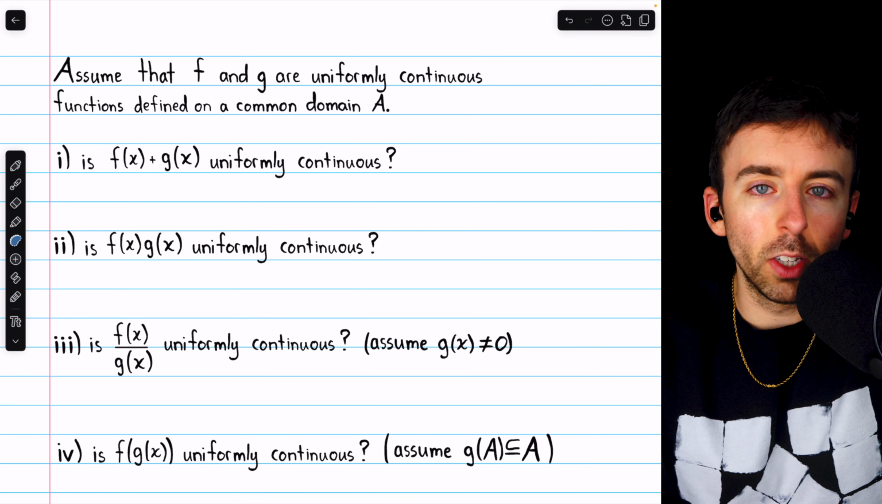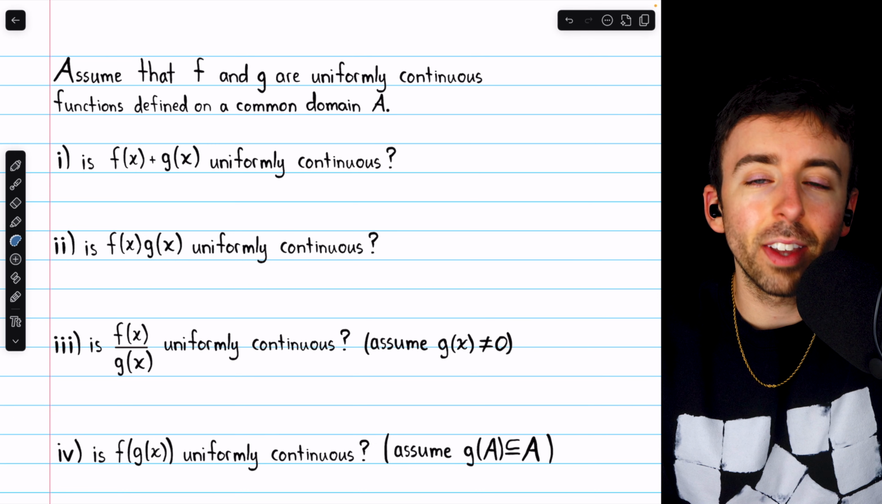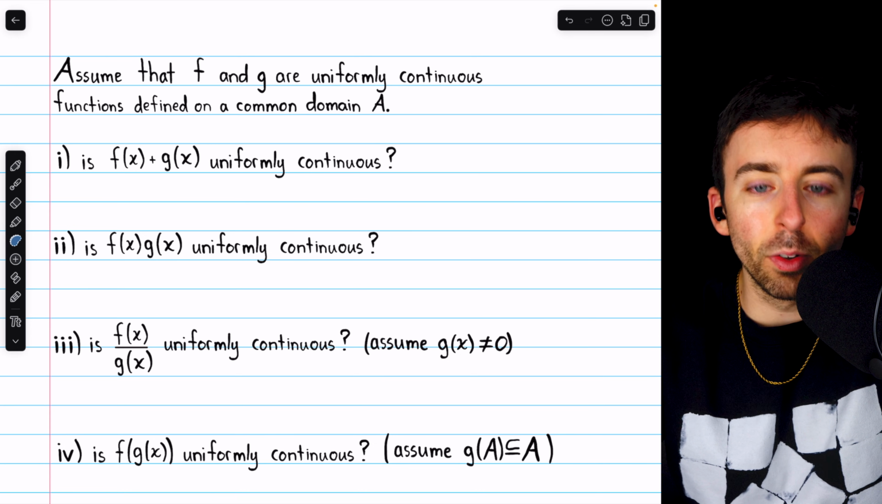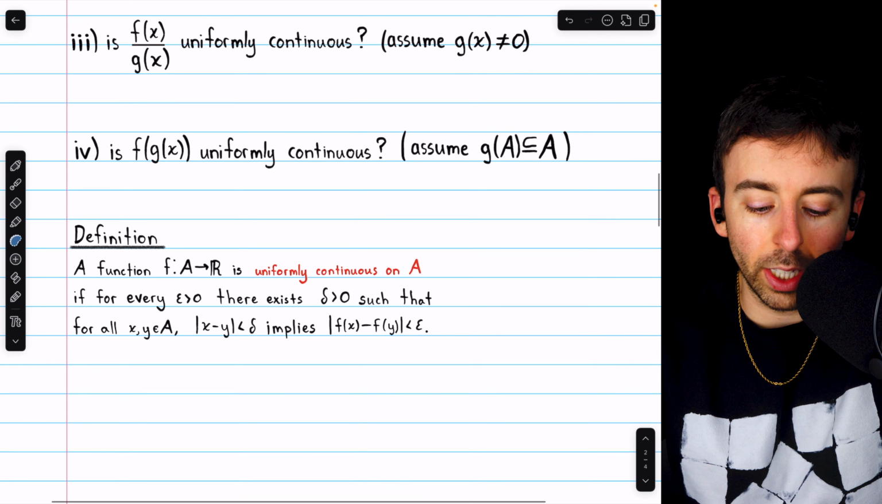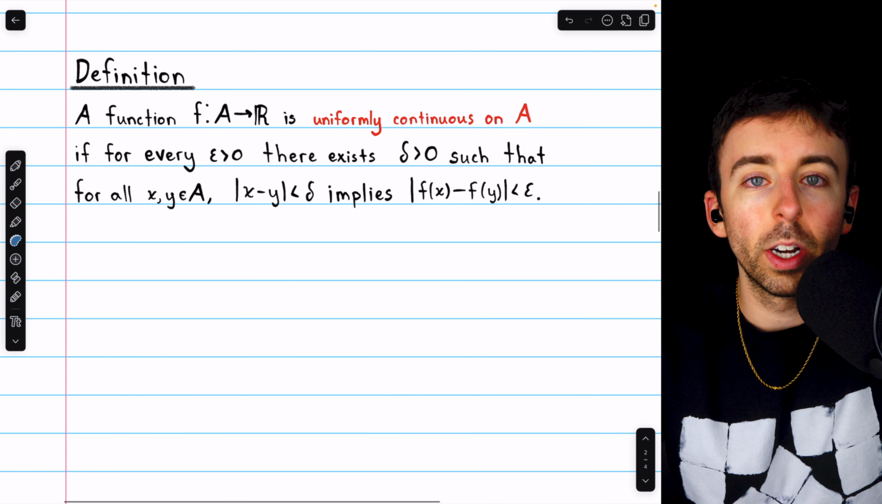I'm assuming you're familiar with uniform continuity and some basic examples and non-examples, but again, there's a link in the description, and if you just need a quick look at the definition, here it is for your convenience.